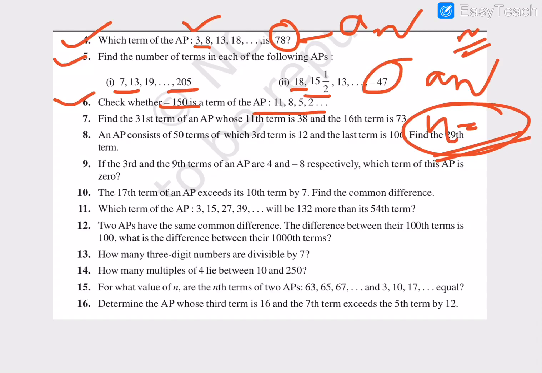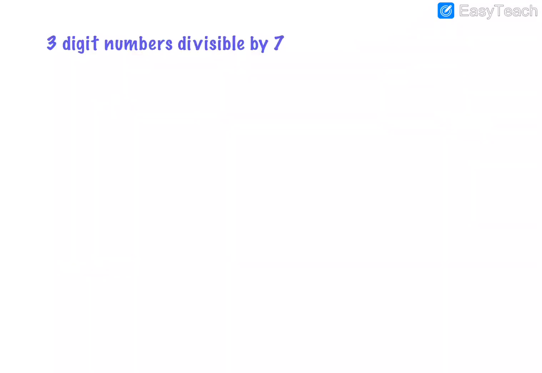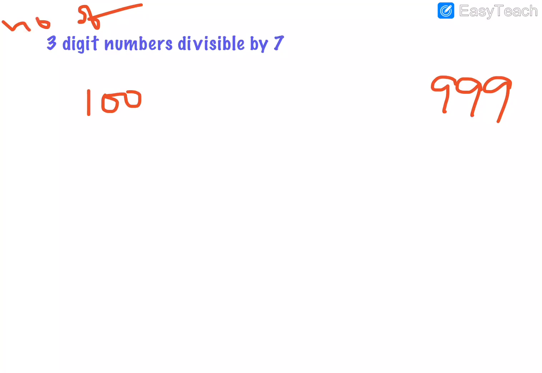Now there are two more sums which come into this same category. How many 3-digit numbers are divisible by 7, and how many multiples of 4 lie between 10 and 250? These two also come in the same category. So the question is the number of 3-digit numbers divisible by 7. 3-digit numbers means they start with 100 and end with 999. But there is another condition, it should be divisible by 7.